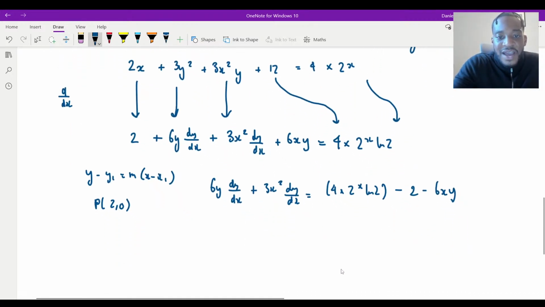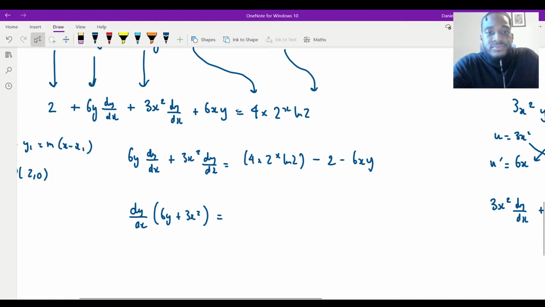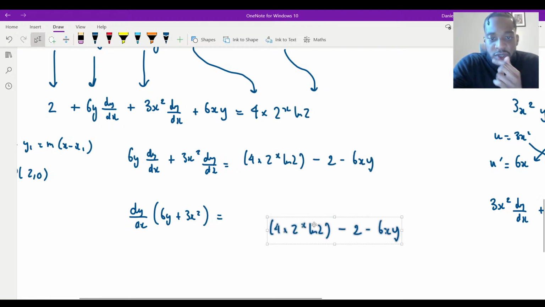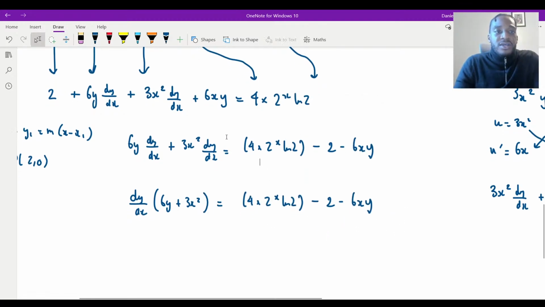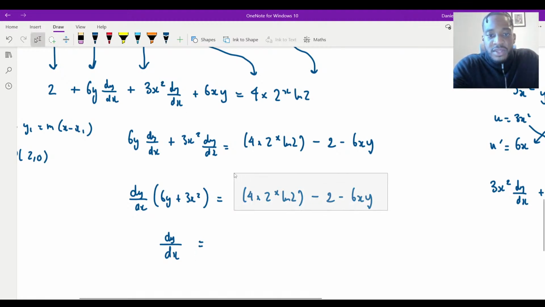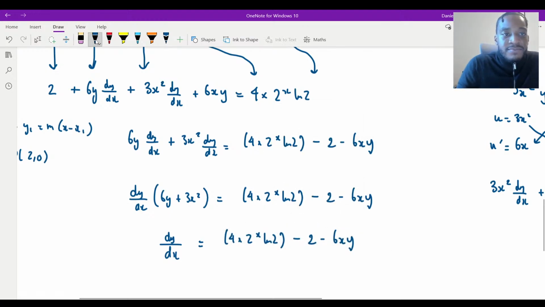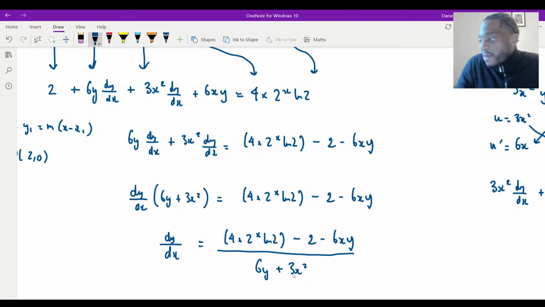And we're now going to factor out the dy/dx, aren't we? To get dy/dx, bracket 6y plus 3x squared is equal to that there. I'll just copy that, put it there, and that will go there. And we're just going to divide by that there. So we're going to have dy/dx is equal to just that divided by that. So I'll just do this here instead of writing it out. Copy that there, paste that there, and then we're going to divide by that there. So it's just going to be 6y plus 3x squared. Does that make sense, guys? You happy with that?